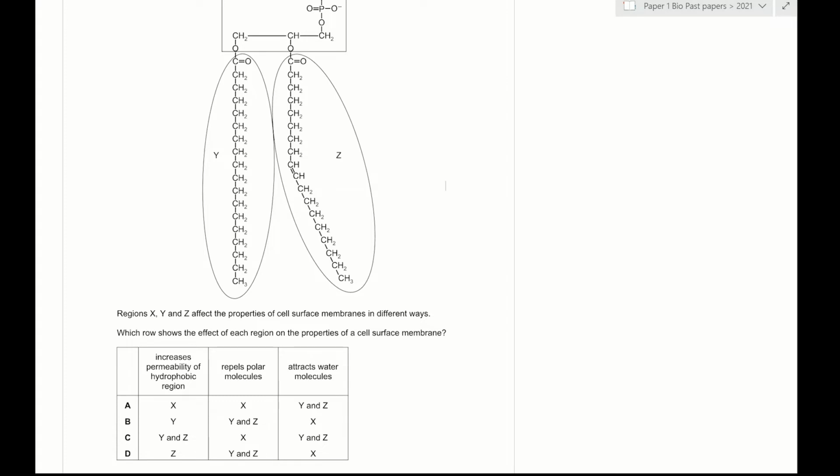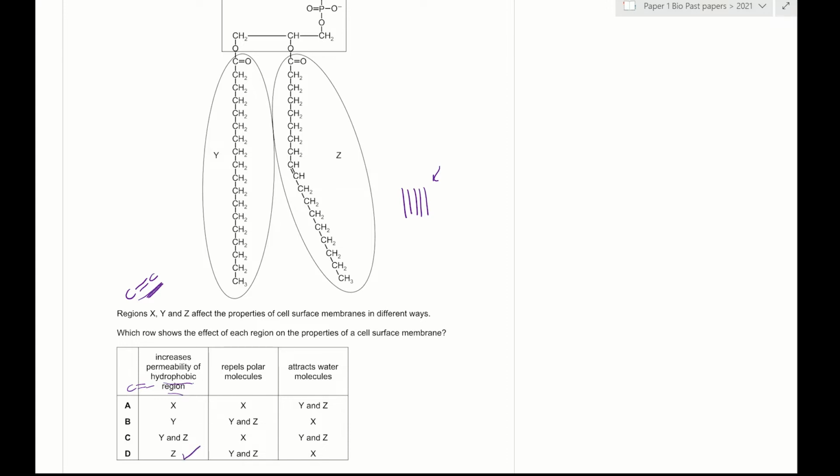So let's start with the first column, increases the permeability of a hydrophobic region. So what actually increases the permeability is unsaturated fatty acids. The reason for this is because the unsaturated fatty acids bind less closely than saturated, which actually decreases the permeability because they bind so close together, only if it's saturated. So here we're looking for unsaturated fatty acids. The only correct solution is therefore going to be Z.